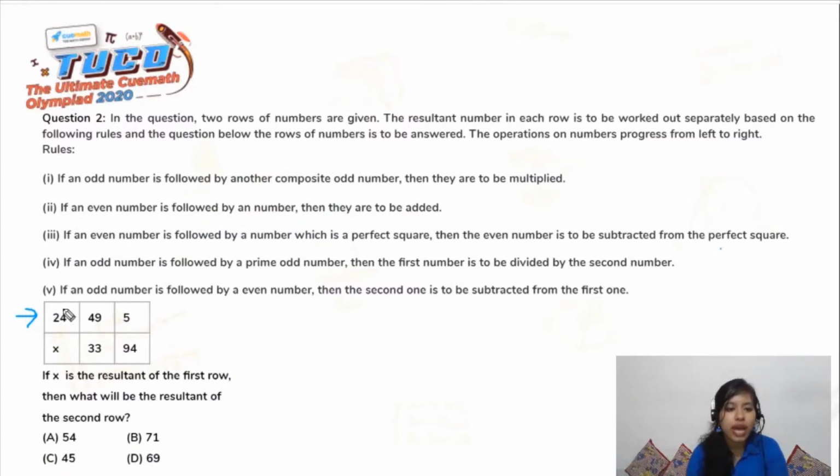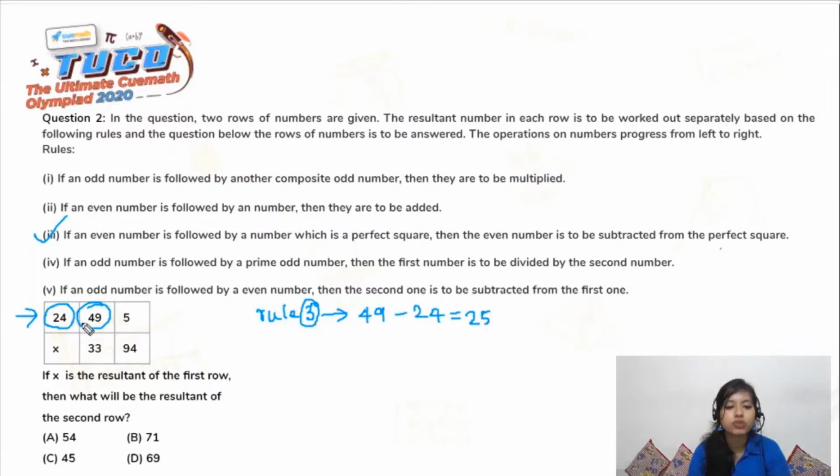and let's see what relationship is being satisfied as per the given rules. So as you can see, 24 is an even number and 49 is a perfect square. Which rule could we apply out of the given 5 rules? I can go ahead with the third rule. As per this rule, if an even number is followed by a number which is a perfect square, so this is a perfect square, 49, and it is also following an even number, then the even number is to be subtracted from the perfect square. So this is my rule 3. As per rule 3, I can subtract: 49 minus 24, which gives me 25.